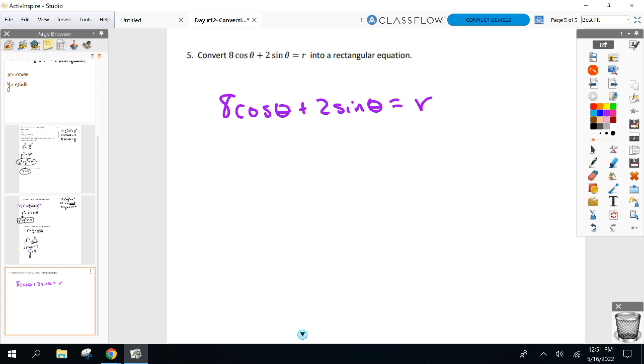Okay, what do you think? Multiply both sides by r. We know that side's good. The right side's going to work. How's this left side looking? It's going to be like 8r cosine theta, plus 2r sine theta.